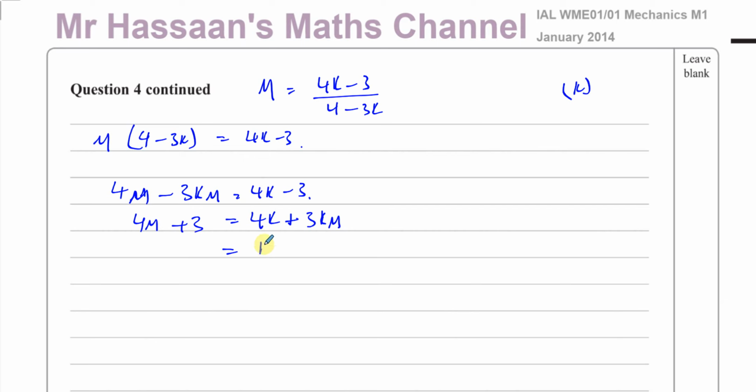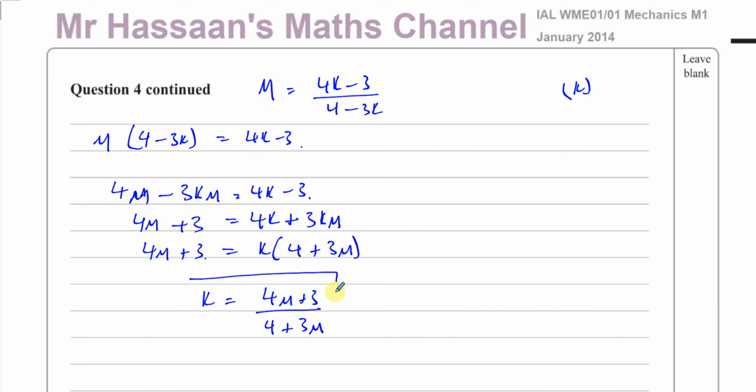Then we can take out k as common on this side. So you got k times 4 plus 3 mu. And on this side you got 4 mu plus 3. So we can divide both sides by 4 plus 3 mu. So you have k equals 4 mu plus 3 over 4 plus 3 mu. So that's the value of k in terms of mu.